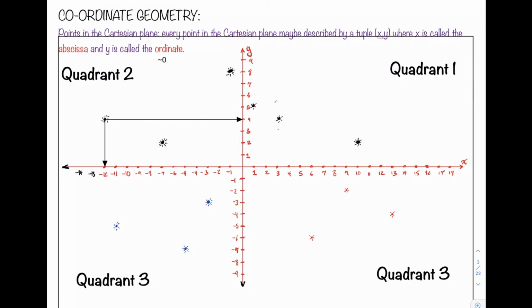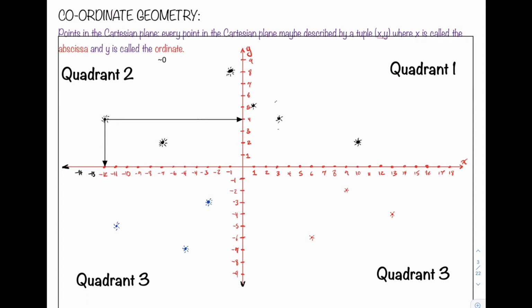In this video, we'll be looking at coordinate geometry, right? And when we talk about coordinate geometry, we're basically talking about points in the Cartesian plane. What is the Cartesian plane, you might wonder? Whenever we have our y-axis intersecting our x-axis, this space is referred to as our Cartesian plane, all right?